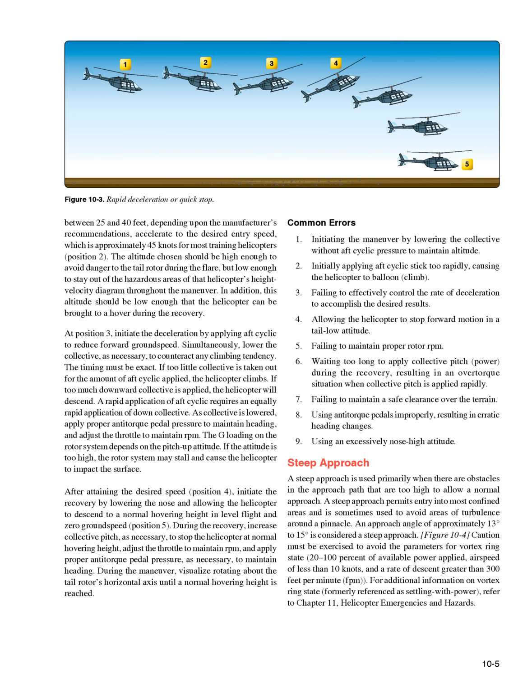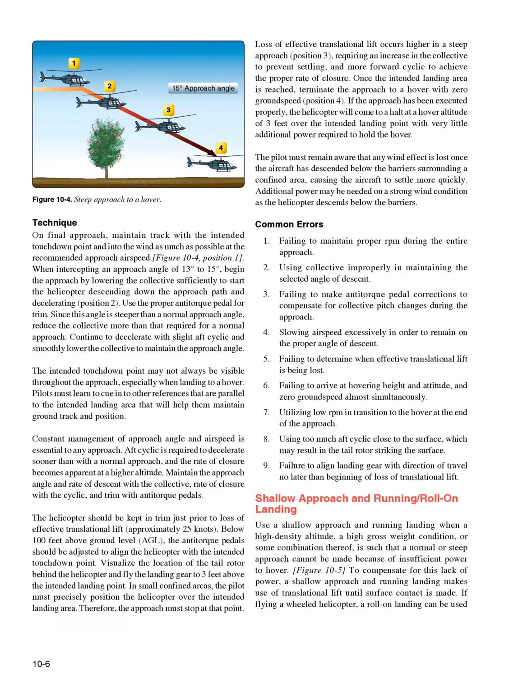For additional information on vortex ring state, formerly referenced as settling with power, refer to Chapter 11, Helicopter Emergencies and Hazards. Technique on final approach. Maintain track with the intended touchdown point and into the wind as much as possible at the recommended approach airspeed, Figure 10.4, Position 1. When intercepting an approach angle of 13 degrees to 15 degrees, begin the approach by lowering the collective sufficiently to start the helicopter descending down the approach path and decelerating, Position 2. Use the proper anti-torque pedal for trim.